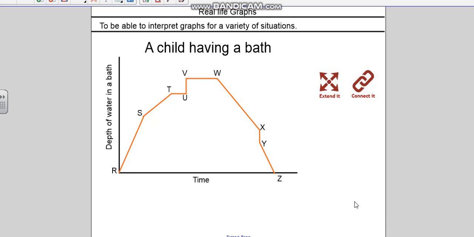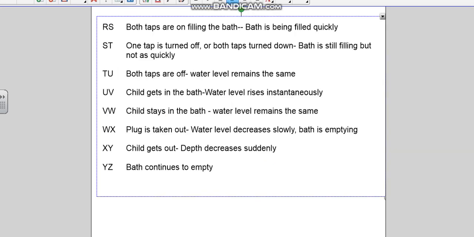Okay, so once you've done your sentences, press play. Okay, so this is my suggestion. Don't worry if you've not got exactly the same thing.